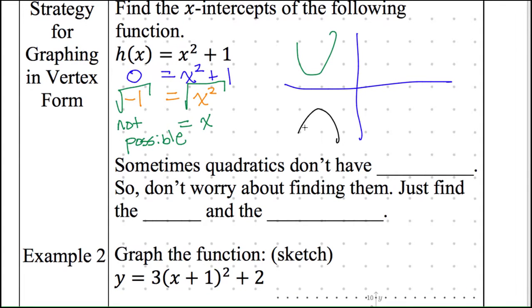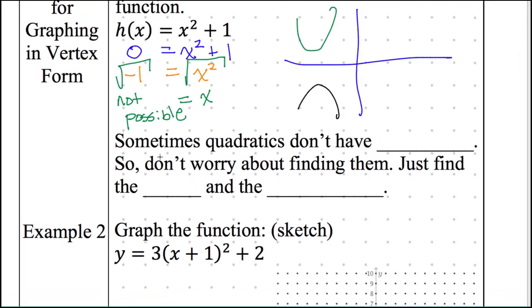So that's what's happening. Whenever you get x is equal to a square root of a negative, you're never, ever allowed to do a square root of a negative so far in Algebra 1. I know it changes later, but this is saying that it doesn't touch the x-axis. Well, then if I'm trying to graph, maybe I don't want to do all the work to find the x-intercepts and then find out that it's not possible. So to save you guys time, here's our general strategy for graphing in vertex form. Let's fill this in. Sometimes quadratics don't have, what did we not have? Josie? X-intercepts.